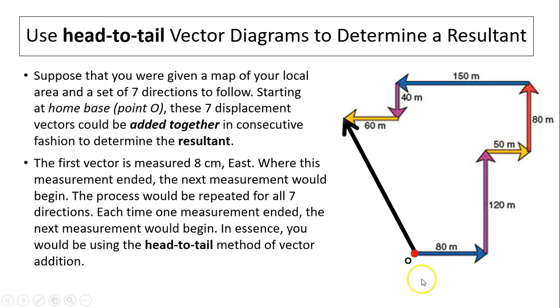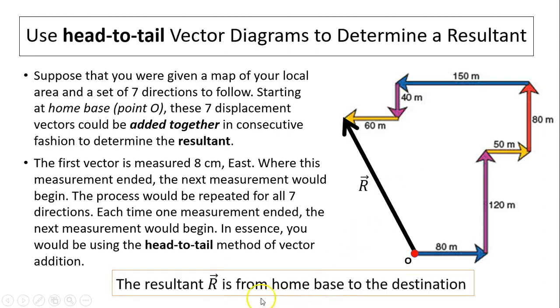So the resultant goes from your home base to where you ended, your destination. That is your resultant. So the resultant is not tip to tail, but from where you start to where you end.